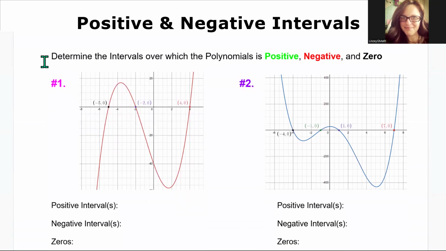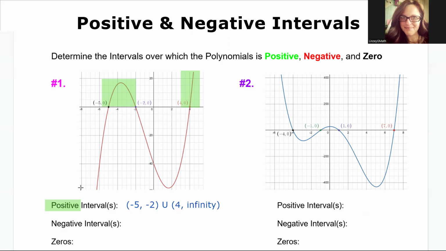Number 1, when is this graph positive, above the x-axis? Well, the graph is positive from negative 5 to negative 2. I'm using parentheses. I am not including those values. We want everything up to, but not including. Union, and the graph is also positive from 4 to positive infinity. Those are the x values for which you will have positive y values.